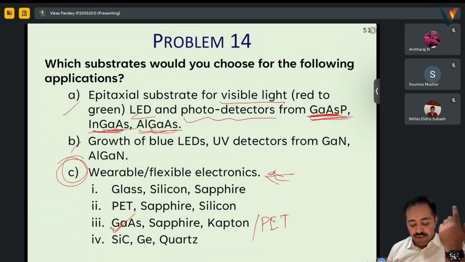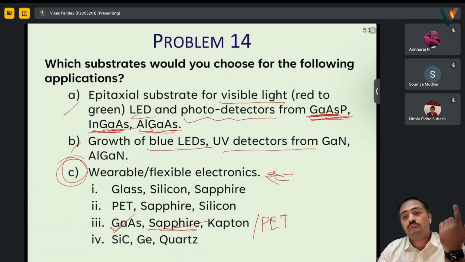Then when we are talking about blue LEDs or UV detector, you need a transparent substrate. So sapphire will work well for them. Fine. Any questions?